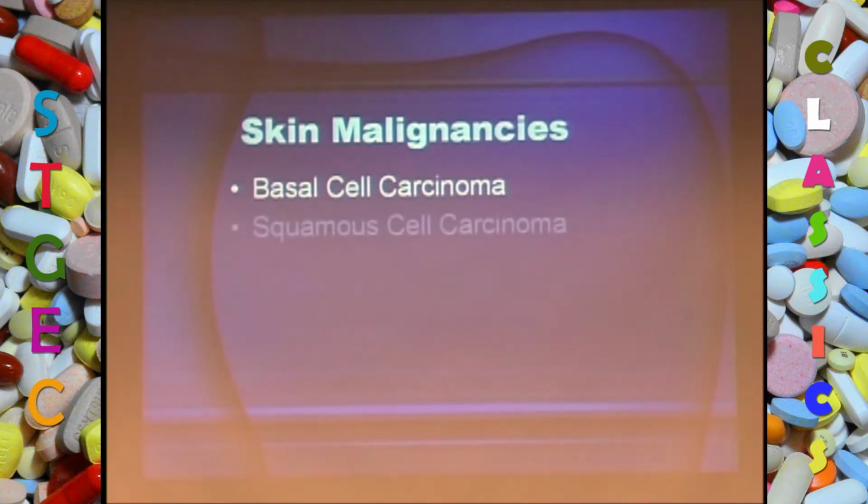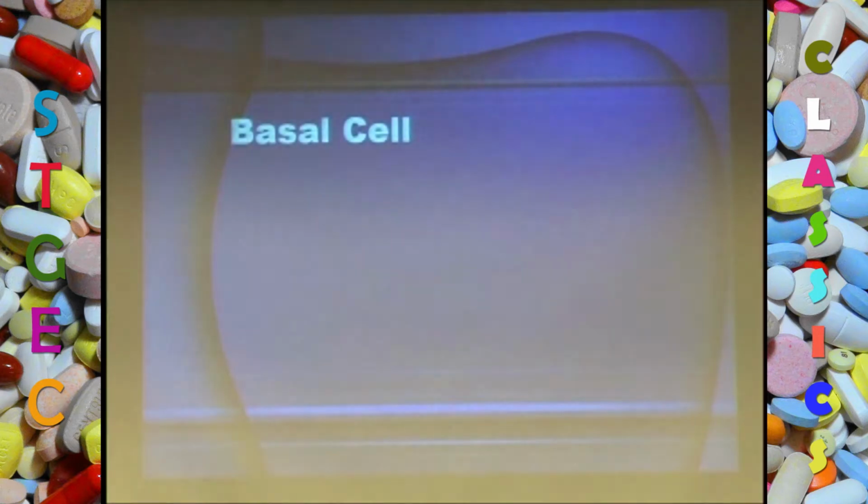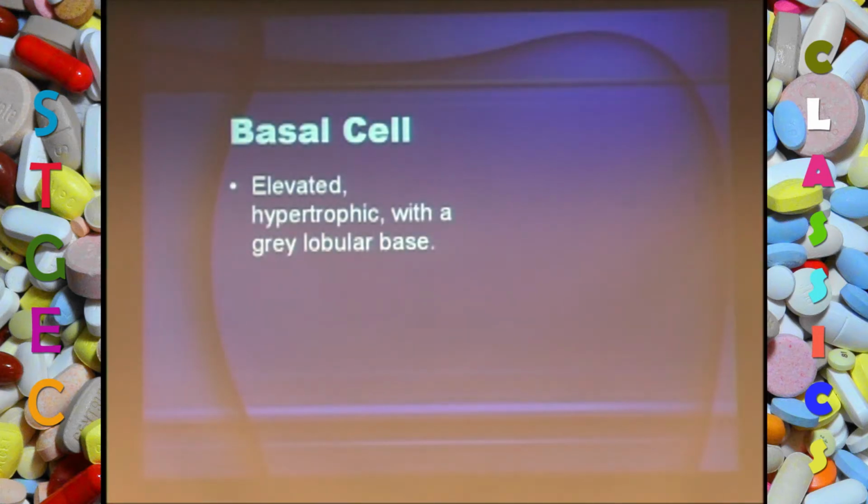Now, as far as skin malignancies, there are a number of different ones out there. We're going to talk about the most common ones that you're likely to see, which would include your basal cell carcinoma, your squamous cell, and your malignant melanoma. Now, your basal cell is actually the most common. It accounts for about 70 to 80% of most skin malignancies.